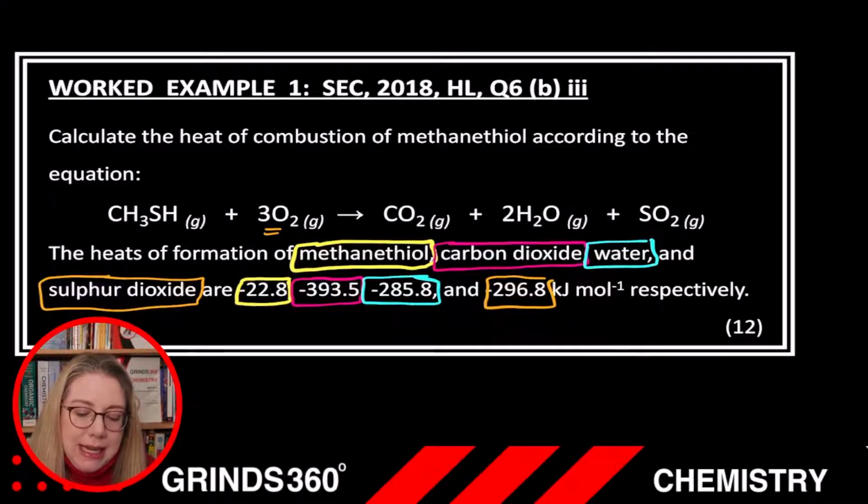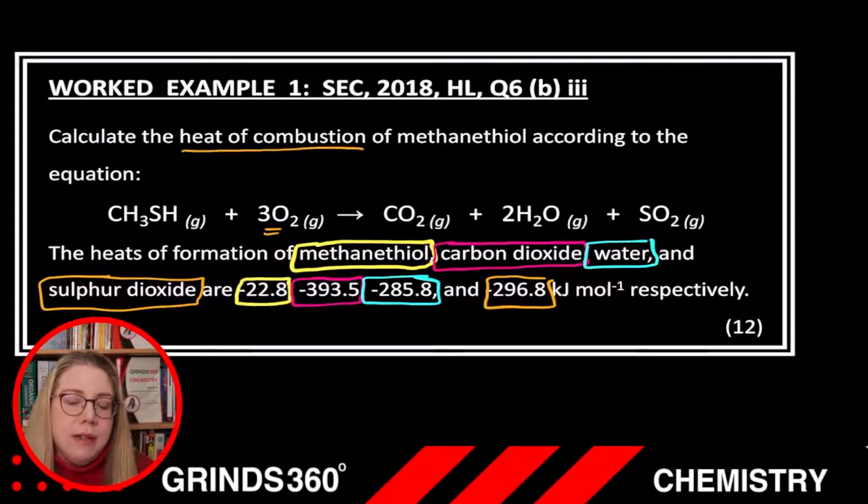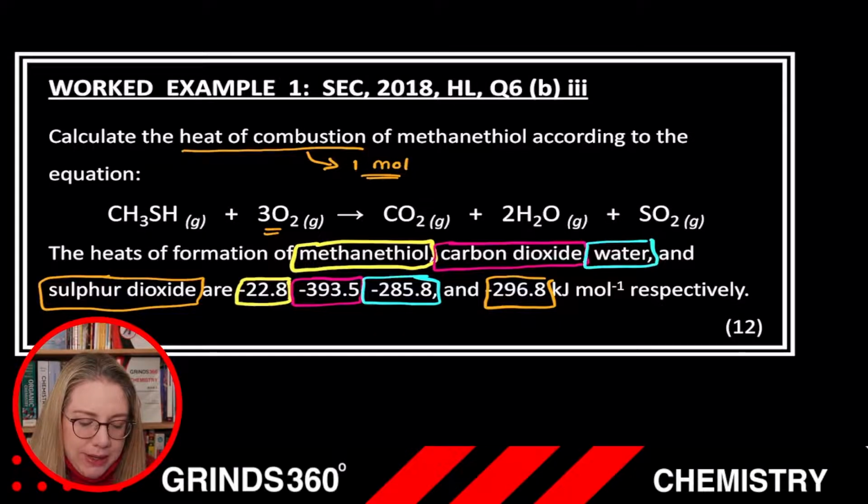Now, we're asked to calculate the heat of combustion. I need you to get in the habit of reading the question carefully, because if you are calculating the heat of combustion, that's the amount of energy released when 1 mole of something reacts or combusts in oxygen. That'll be significant later on, and I'll show you why.